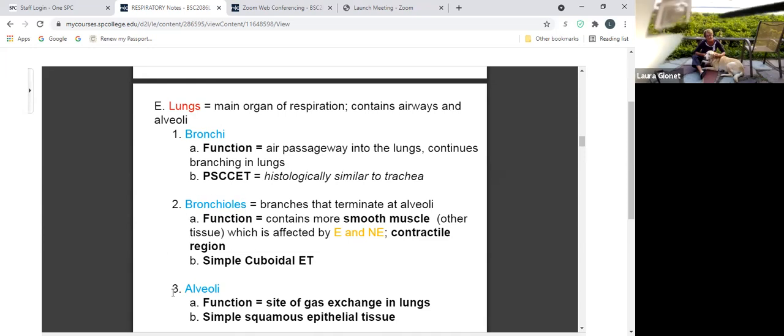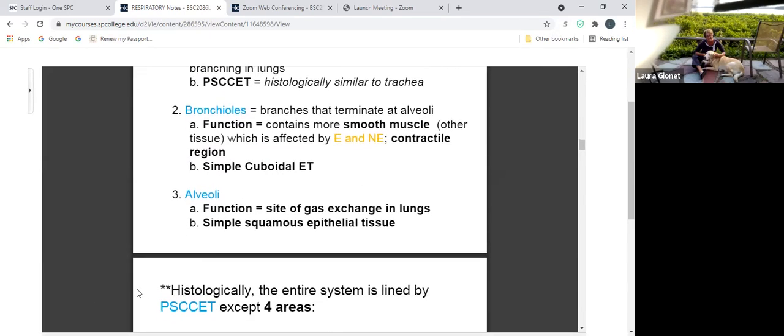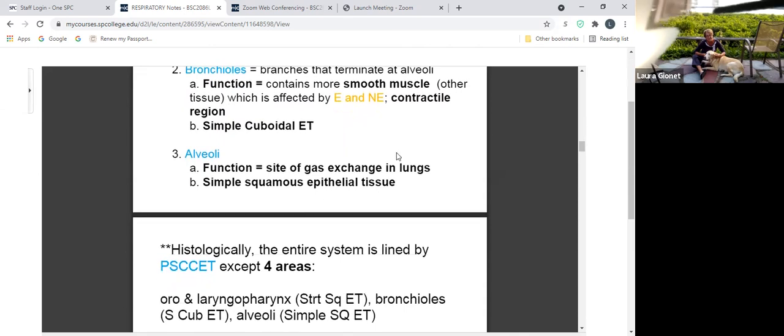And so that discusses the histology, especially in the bronchioles. Love those because now we get to the area that is under autonomic nervous system control because of the smooth muscle there. But also the mucosa changes from that pseudostratified to simple cuboidal epithelium. The alveoli is your site of gas exchange, simple squamous epithelium.